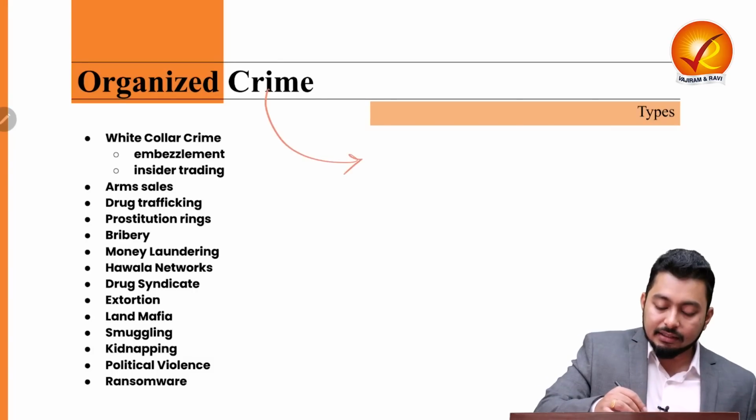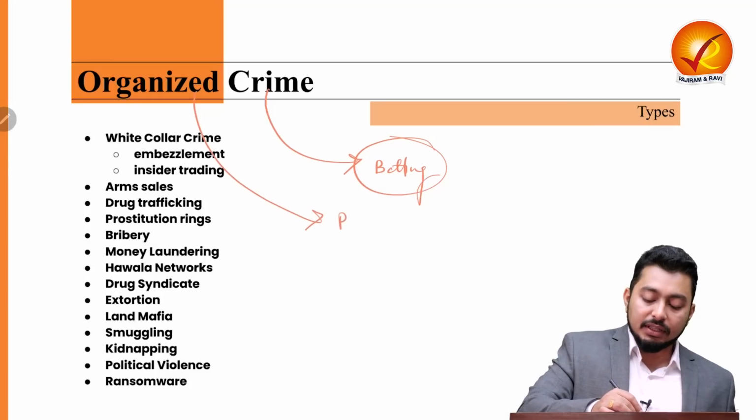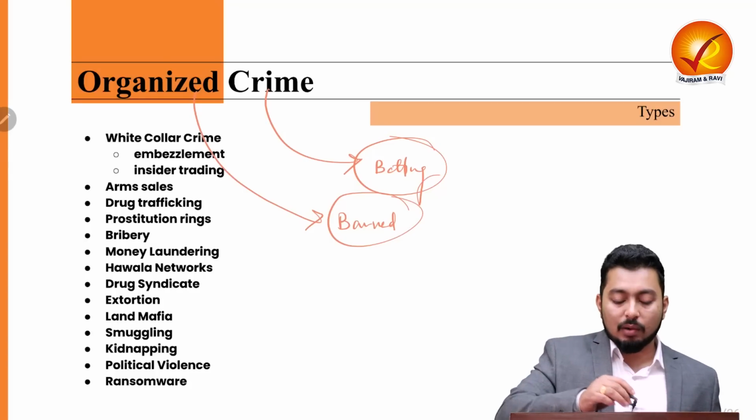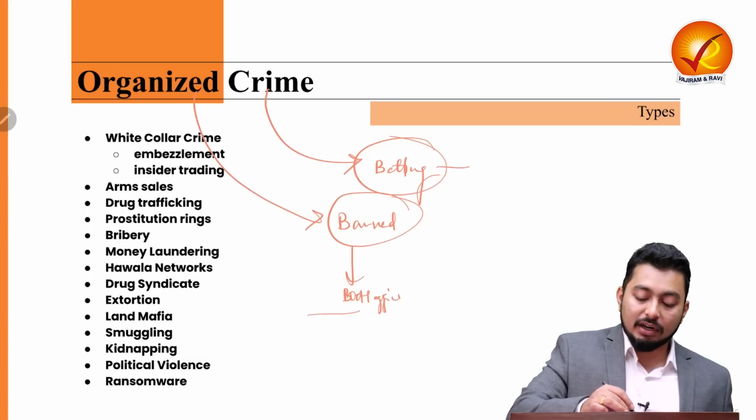Very recently, we can see that betting. So whenever India has banned something, whether it is liquor in a state, what happens? So bootlegging starts. Let's say betting is banned. So what happens? These bettings are completely underground.